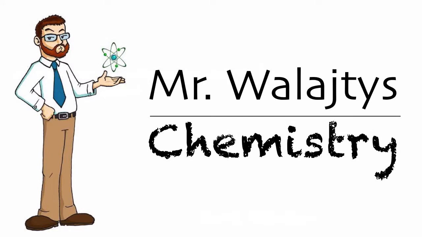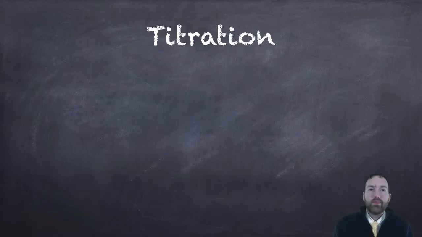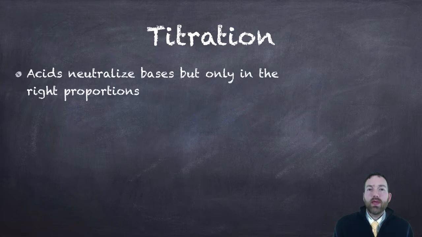In this last section, we're going to talk about titration. Acids neutralize bases, like we learned in the last video, but only in the right proportions. You just can't add any random amount of base to an acid or any amount of acid to a base and get a perfect neutralization. It needs to be the exact right proportions in order for neutralization to take place.